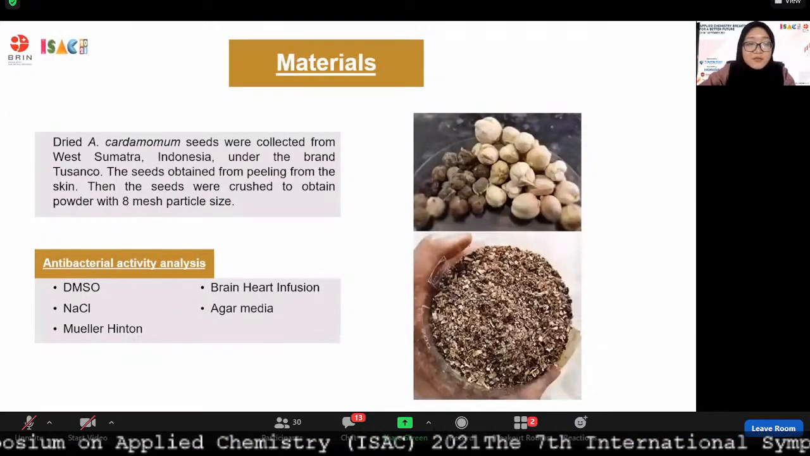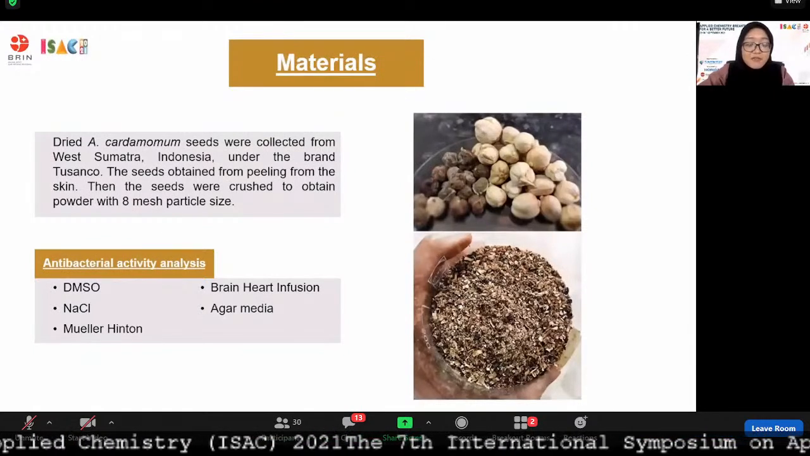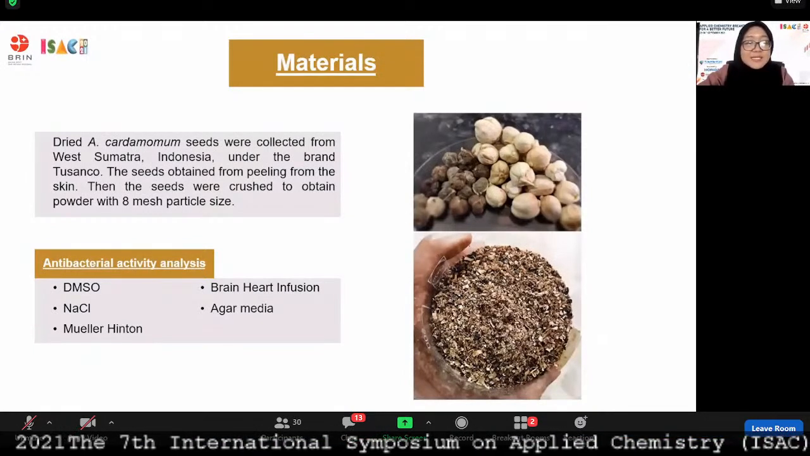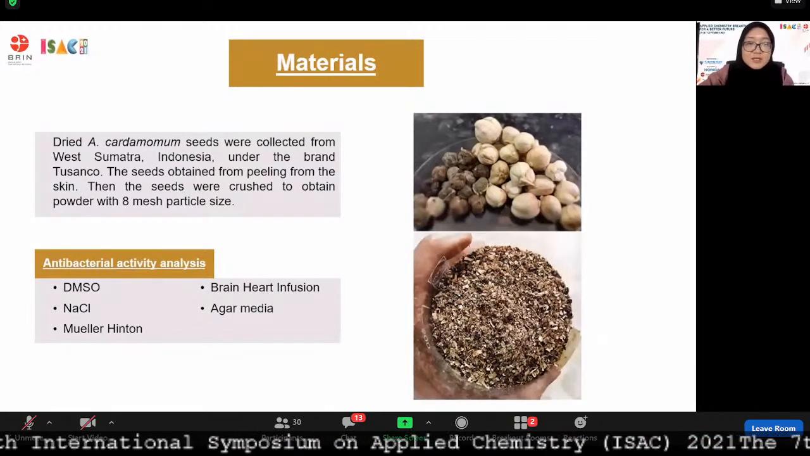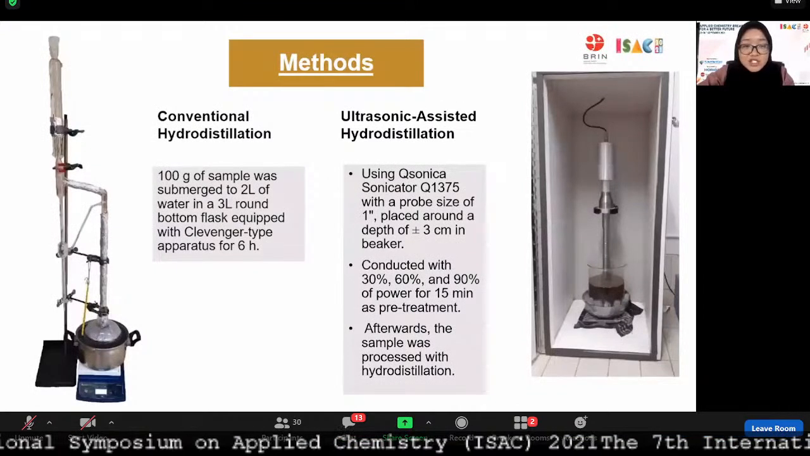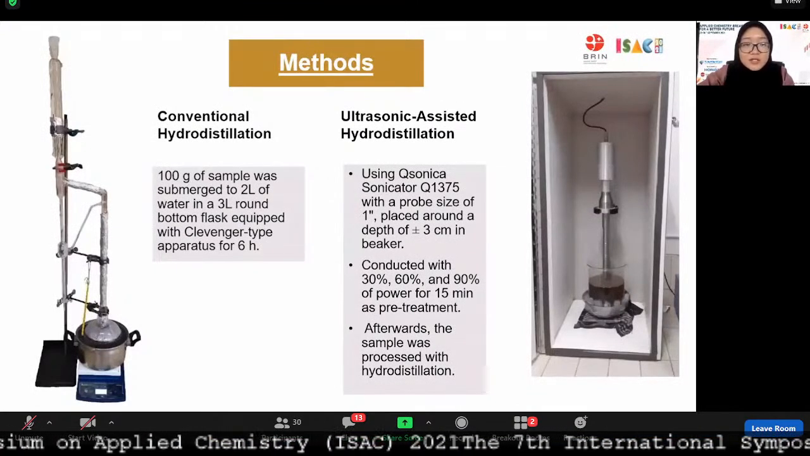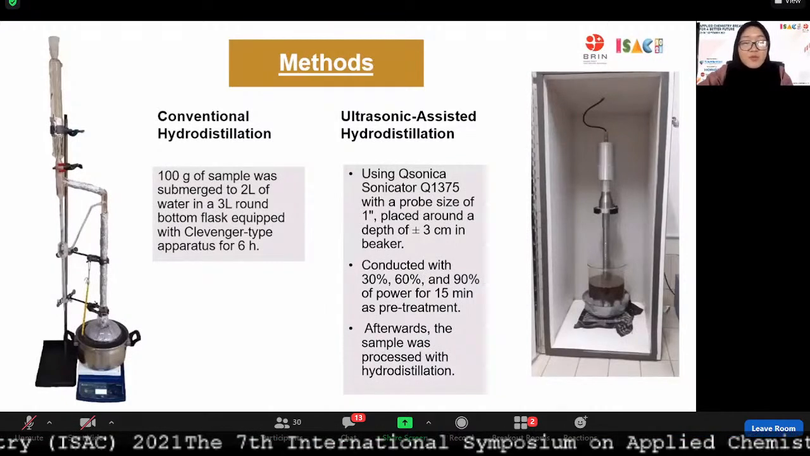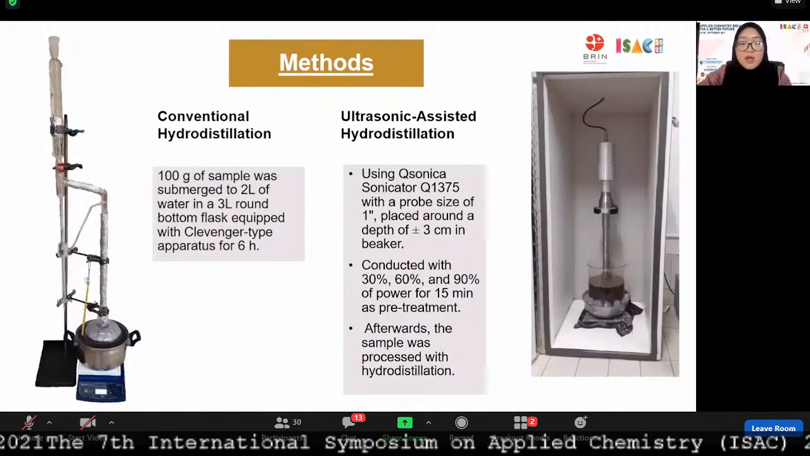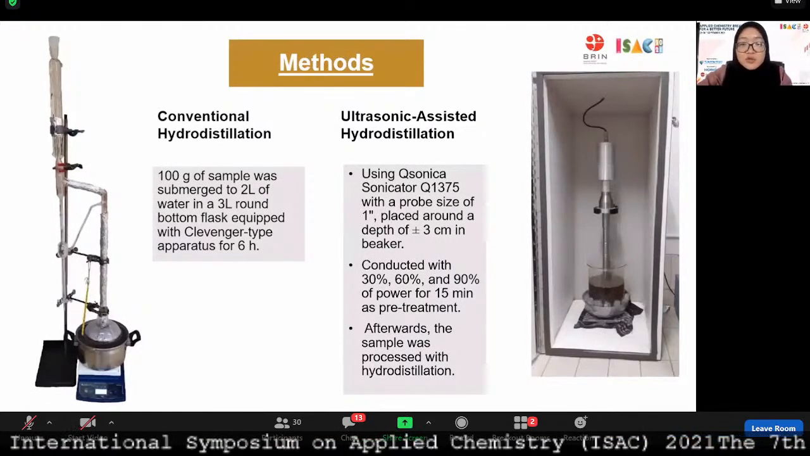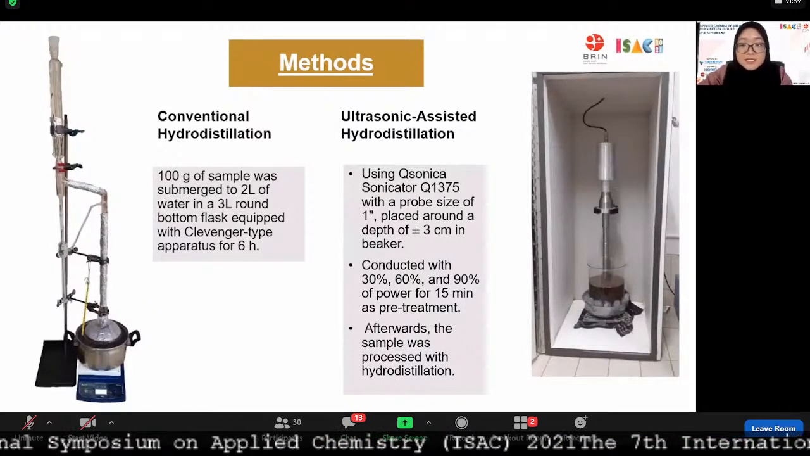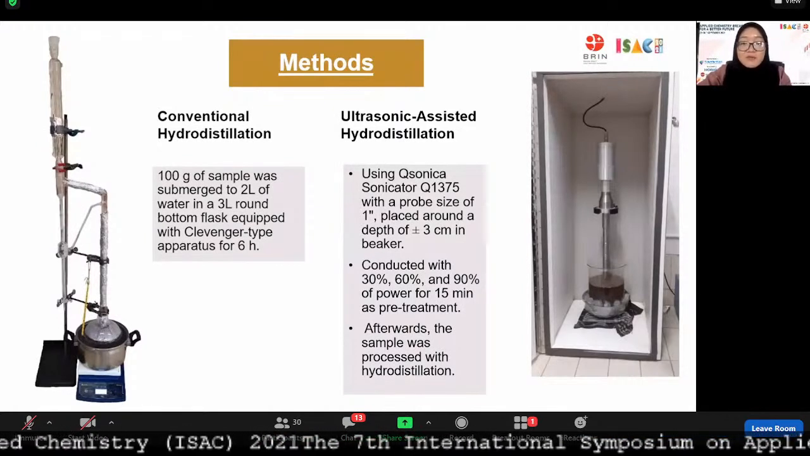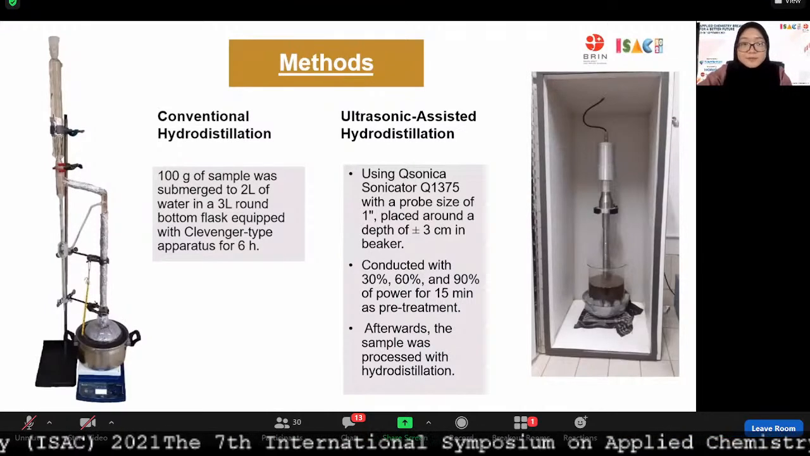The cardamom that we used were collected from Sumatra, and the seeds were obtained by peeling from the skin and crushed to obtain powder with 8 mesh particle size. And for antibacterial activity analysis, we use these materials. The conventional hydrodistillation is conducted by submerging 100 grams of sample in 2 liters of water in a 3-liter round bottom flask equipped with Clevenger type apparatus for 6 hours. For ultrasonic assisted hydrodistillation, we use Q-Sonica sonicator using 30%, 60%, and 90% of power for 15 minutes as pre-treatment. Afterwards, the sample was processed with hydrodistillation.